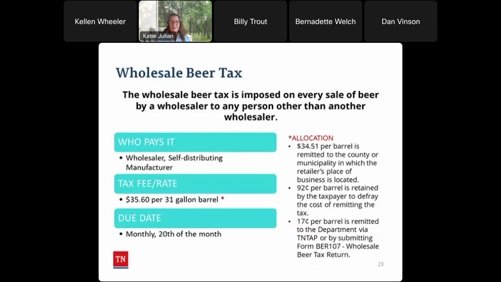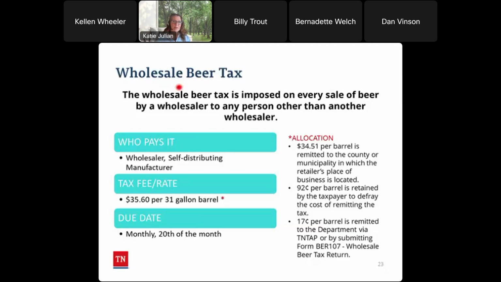All right, moving on here to the wholesale beer tax. It's imposed on every sale of beer by a wholesaler to any person other than the wholesaler. Generally, the wholesaler distributor is responsible for remitting the wholesale beer tax. However, beer manufacturers operating as retailers are responsible for remitting this tax on sales of beer they make to off-site retailers. It's important to note that beer manufacturers making sales of beer in their tap room, located on the same premises where the beer is manufactured, are not making wholesale sales, and these are not going to be subject to the wholesale beer tax. And that is very common. There are these beer manufacturing tap rooms all over the place now.